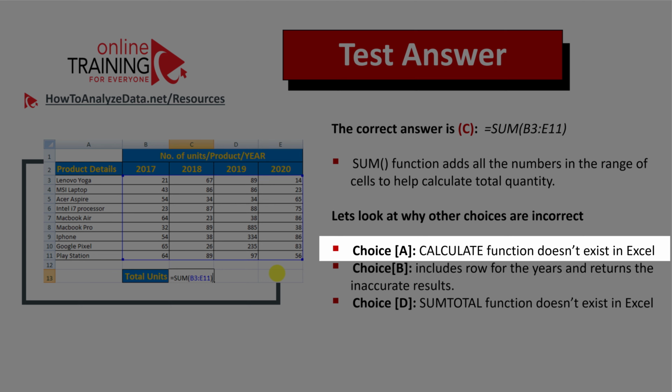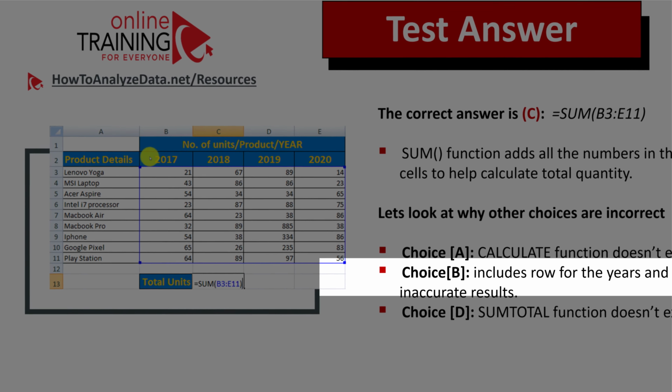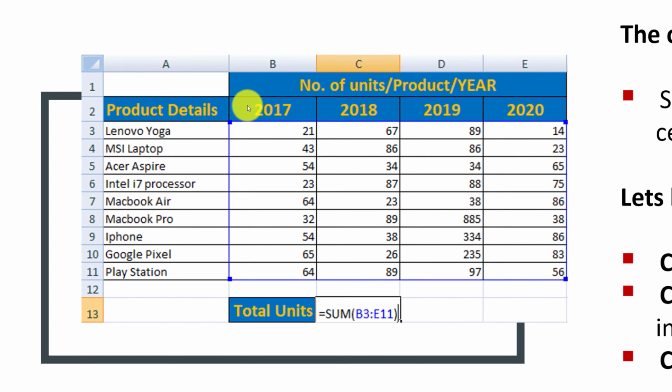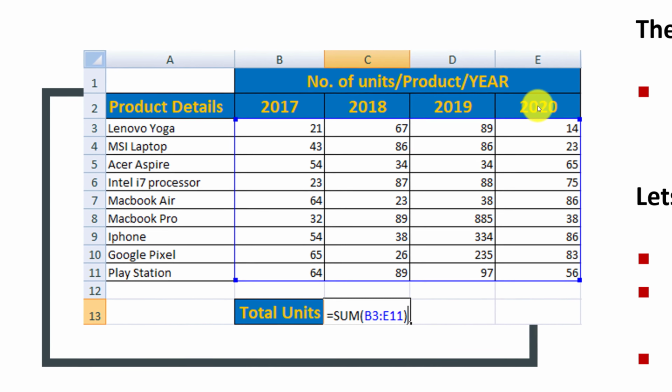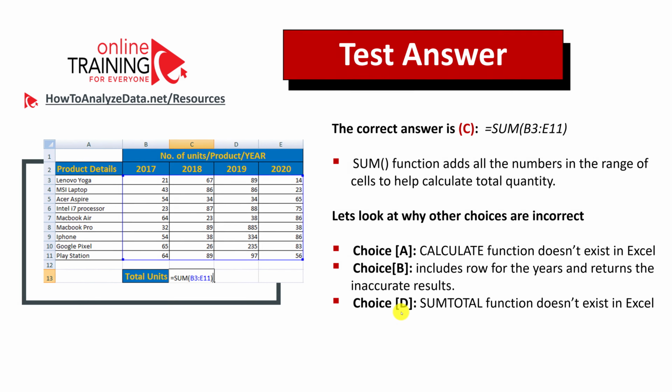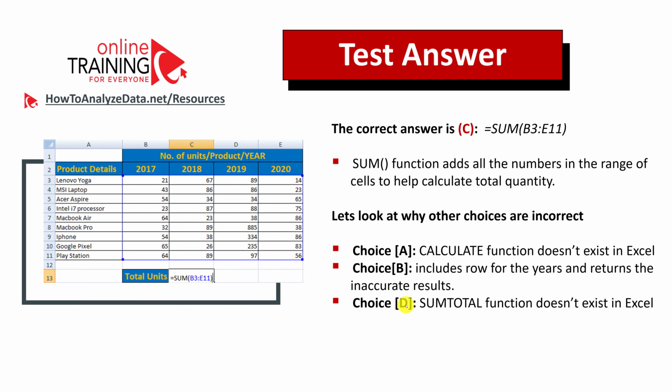For example, choice A has a calculate function which doesn't exist in Microsoft Excel. Choice B includes the row for the years and returns inaccurate results. Because if you look closely, choice B's range starts with B2, which would include 2017, 2018, 2019, and 2020, which would exaggerate the numbers. And choice D uses SumTotal function, which also doesn't exist in Excel. Hopefully you've nailed this question and now know how to answer similar problems in the test.